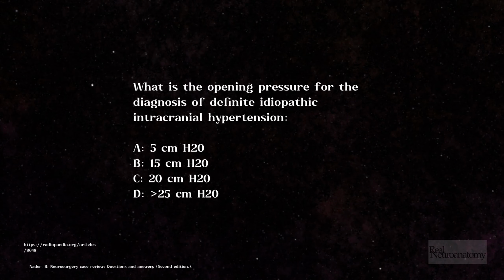What is the opening pressure for the diagnosis of definite idiopathic intracranial hypertension? A. 5 cm H2O. B. 15 cm H2O. C. 20 cm H2O. D. Greater than 25 cm H2O. D. Greater than 25 cm H2O.